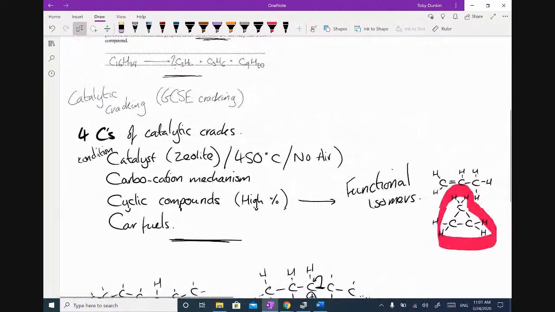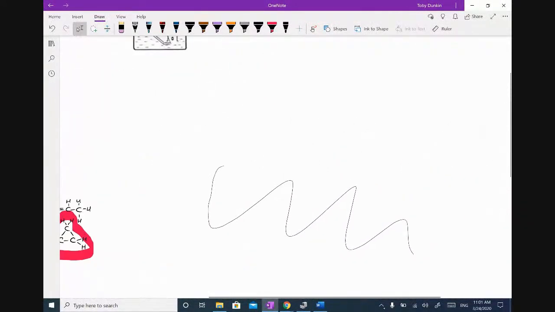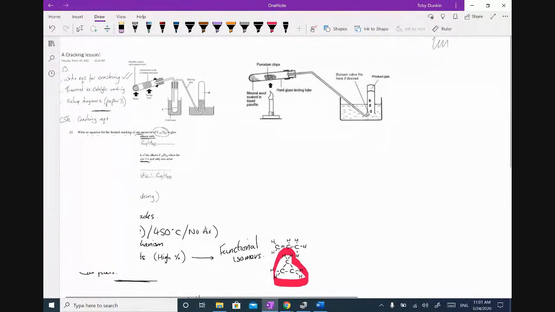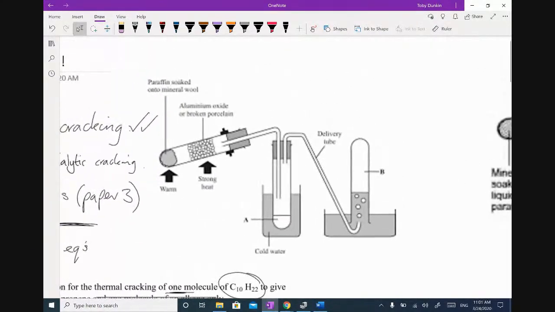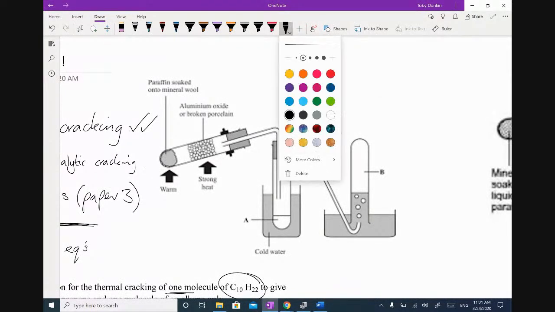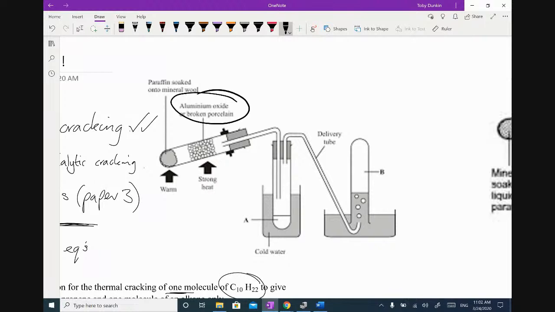And again, let's have a look at our diagram. Oh, sorry about all this. My laptop does seem to be at least functioning ever so slightly. So I found this one on an A-level paper. I love the fact that they have this extra piece in here, because what they're showing is the aluminium oxide or broken porcelain. You guys are now, of course, going to call that zeolite. Notice that it's warm here, but then strong heat here. The reason being is we're breaking carbon chains. At this point here, we're going to boil the alkane, turn it from a liquid to a gas. It needs to be a gas to break it.